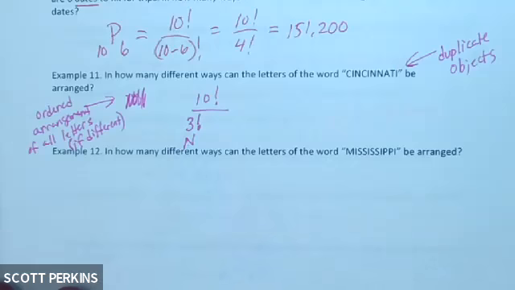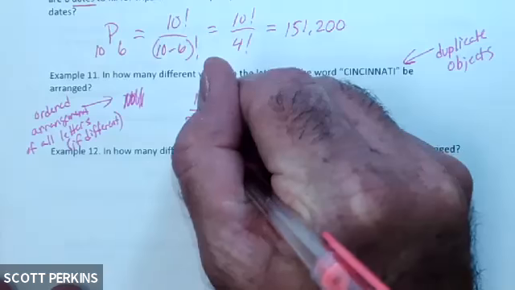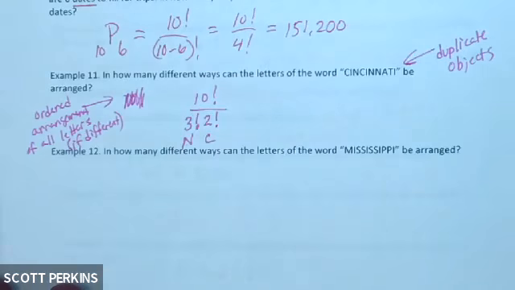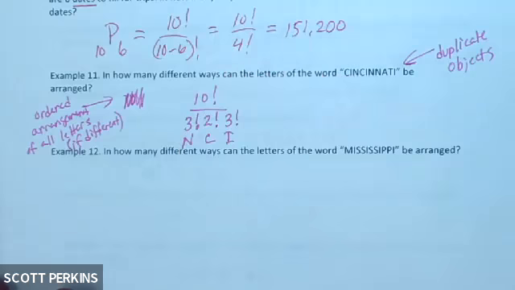What other letter repeats in Cincinnati? How many C's are there? Okay, so 2 factorial. There's 2 C's. Great. Is there anything else that repeats? The I does. There are 3 I's. So 3 factorial.